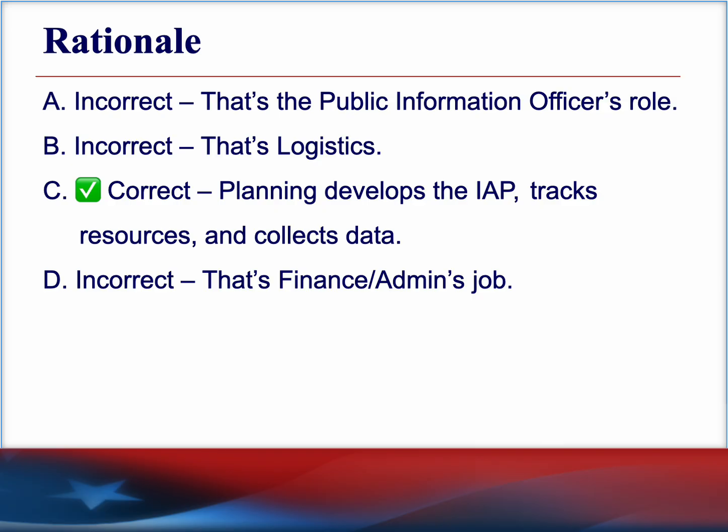A is incorrect because that is the public information officer's role. B is incorrect because that's logistics. C is correct because planning develops the IAP, the incident action plan, tracks resources, and collects data. And D is incorrect because that's the finance/admin job. The common pitfall here is students confusing planning and logistics. Be comfortable with the differences.